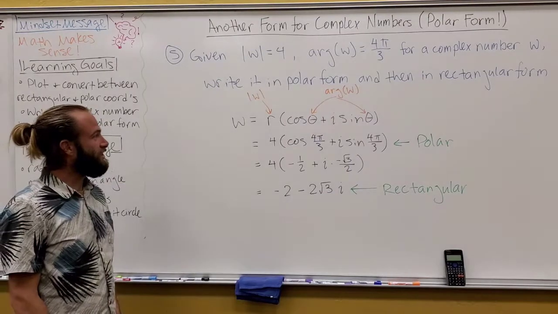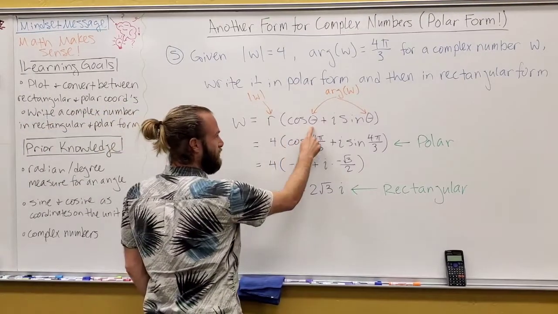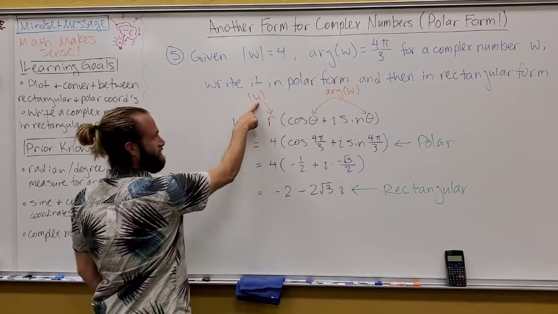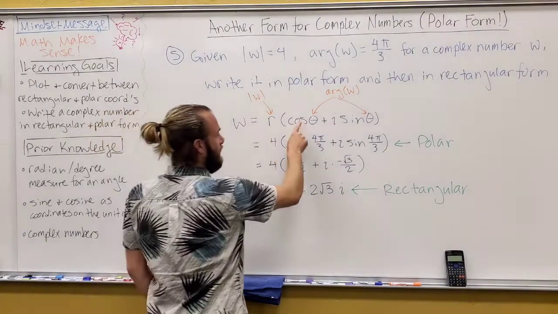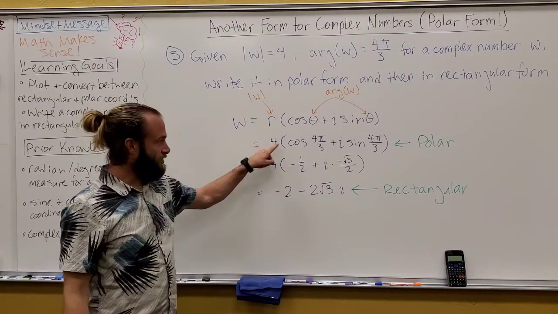Okay, so let's take a look at this. Polar form is r times cosine theta plus i sine theta, right? But don't forget that r is the same as magnitude, and theta is, of course, the argument. So I just plug this stuff in.